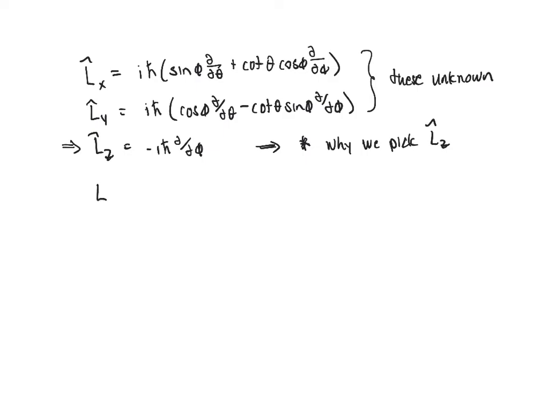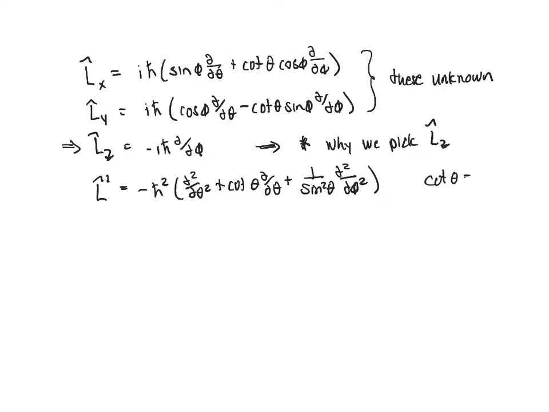Okay, so the L squared operator turns out to be minus h bar squared, second derivative with respect to theta, plus cotangent of theta times the derivative with respect to theta, plus 1 over sine squared theta, second derivative with respect to phi. So remember that cotangent of an angle is equal to the cosine divided by the sine of that angle.